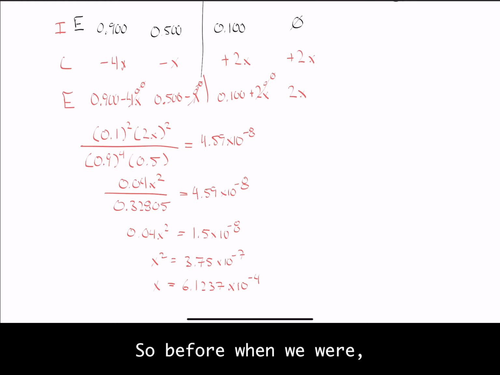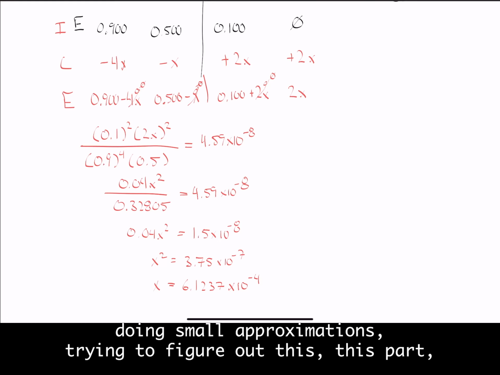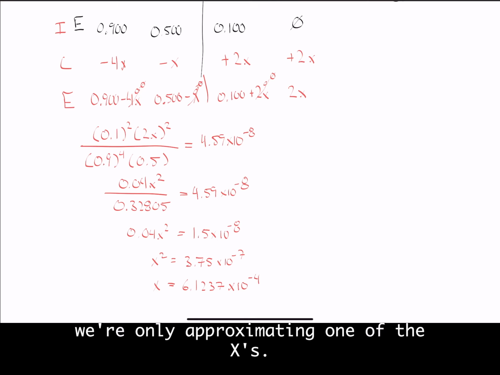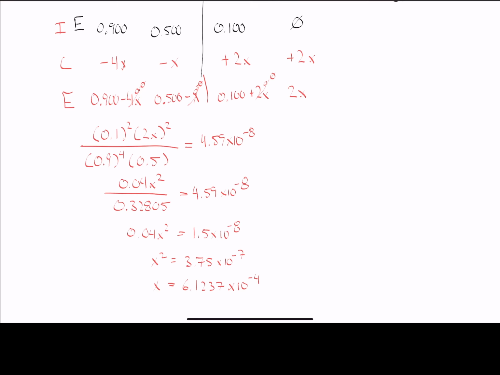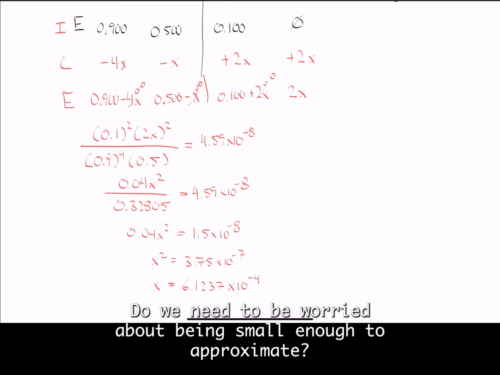Different than before. When we were doing the smallest approximation, trying to figure out if it's less than 5%, we were only approximating one of the x's. Which x out of these three do we need to be worried about being small enough to approximate?